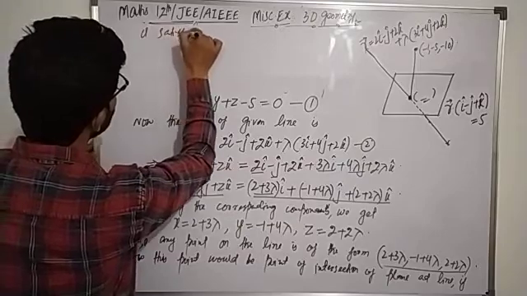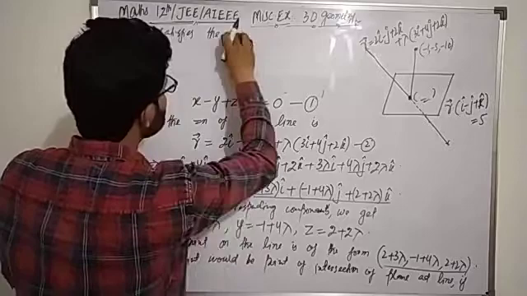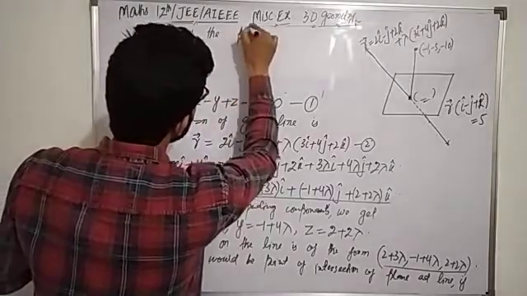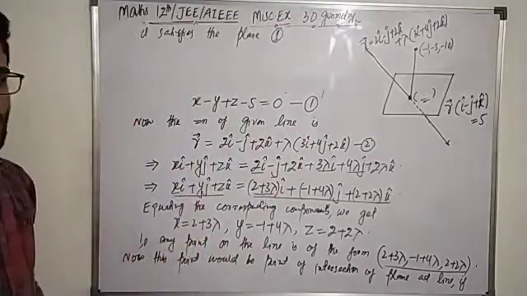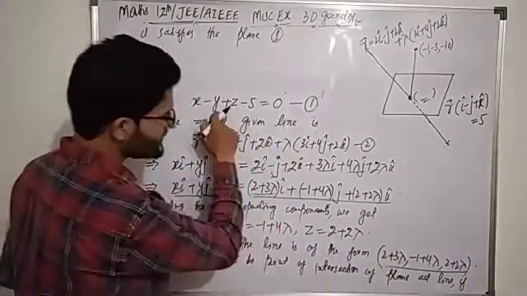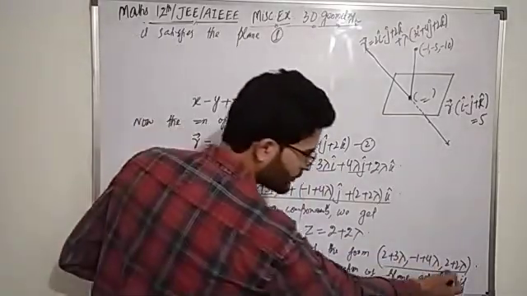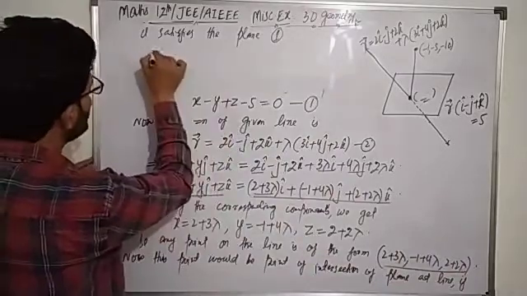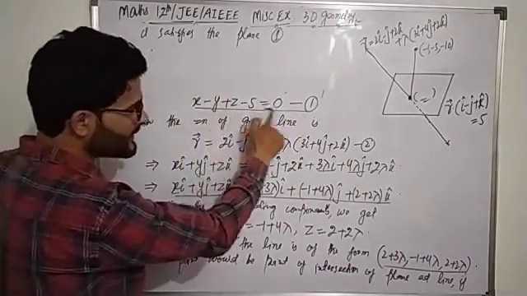If it satisfies the plane first, अगर ये प्लेन फर्स्ट को सेटिस्फाई करेगा, सेटिस्फाई करने का मतलब x के बदले 2 plus 3 lambda, instead of y 5 -1 plus 4 lambda, and instead of z we have 2 plus 2 lambda. So therefore equation of plane is actually x minus y plus z minus 5 equal to 0.